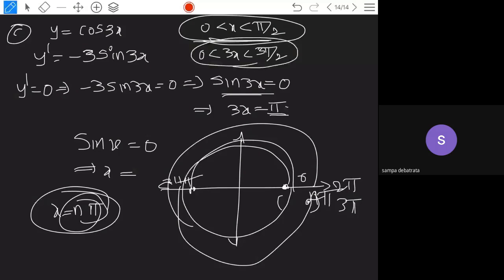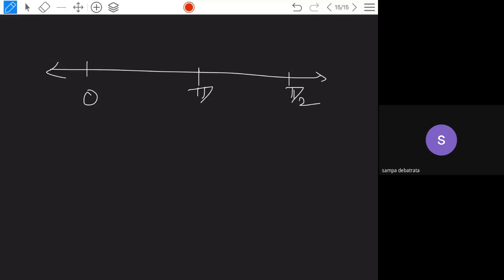3x is equal to pi. So from this what you will get, x is equal to pi by 3. So that is nothing but this interval is divided into two disjoint intervals by pi by 3. It divides the whole interval: 0 here, pi by 2 here, and pi by 3 in the middle. So it is going to divide this into two.